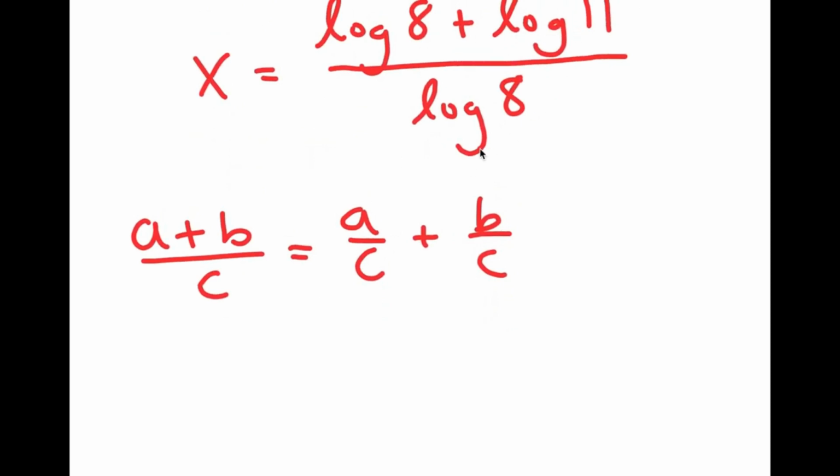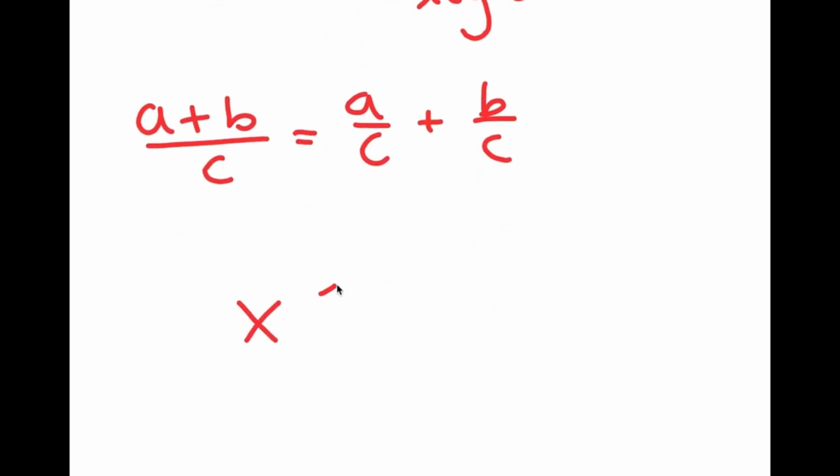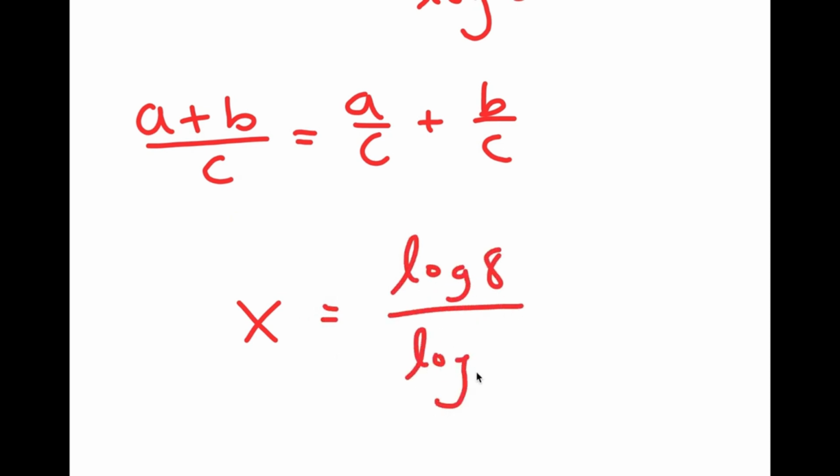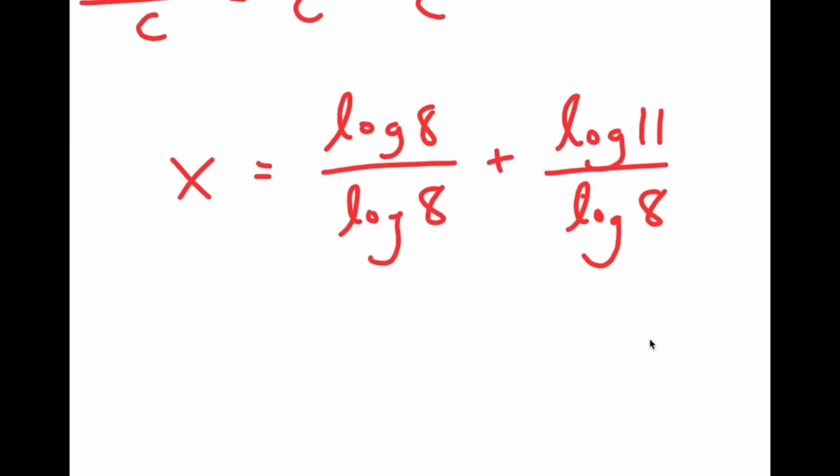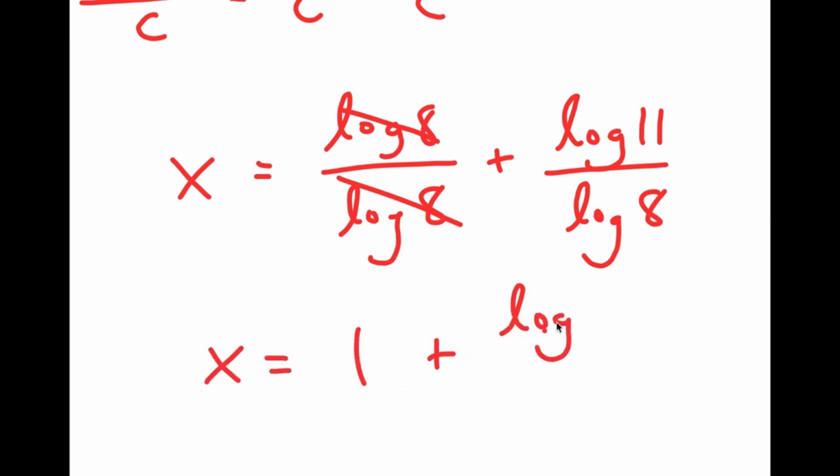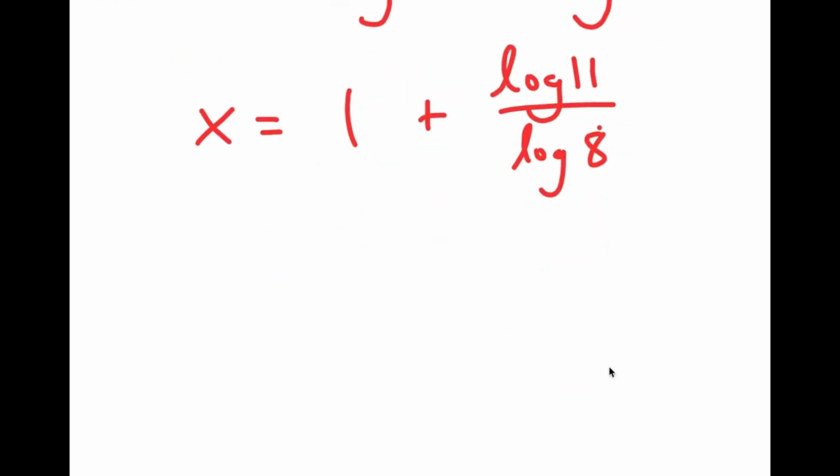So log 8 plus log 11 over log 8, I can write that as log 8 over log 8 plus log 11 over log 8. Now, log 8 and log 8 cancel out to get 1. So I get 1 plus log 11 over log 8. So now all that's left is to plug in the actual values of log 11 and log 8 and solve.